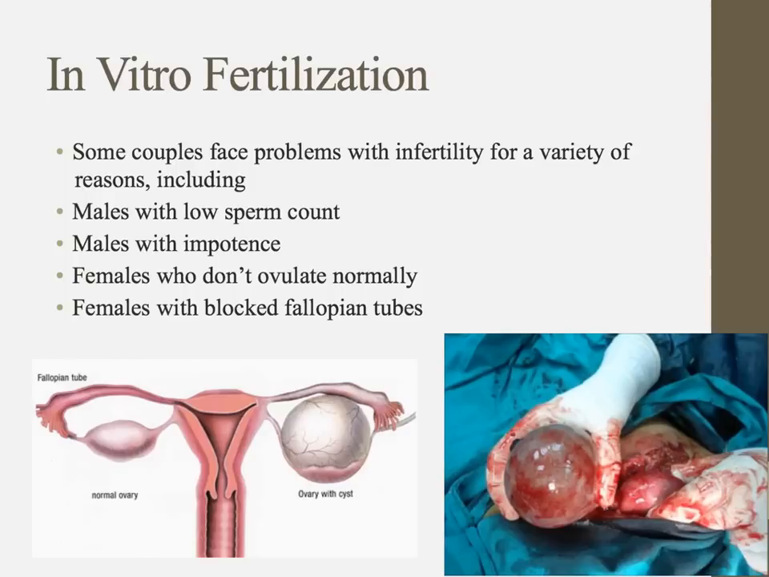Some couples have a variety of problems with infertility, and this can be on the part of the female or on the part of the male. It could involve a low sperm count. It can involve impotence, the inability to sustain an erection for intercourse. Females don't always ovulate normally. You saw how crazy that hormonal interaction was. No wonder sometimes we don't get it right. Or we could have blocked fallopian tubes, anything with cysts or scar tissue. There's a whole bunch of reasons why couples can have trouble having children.